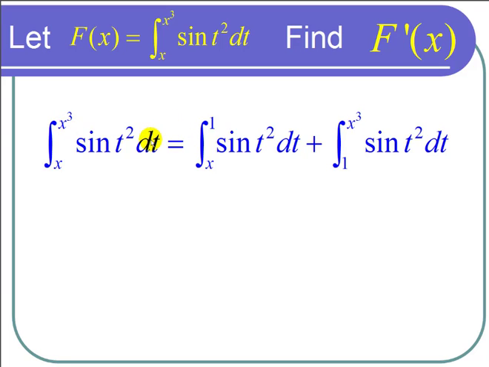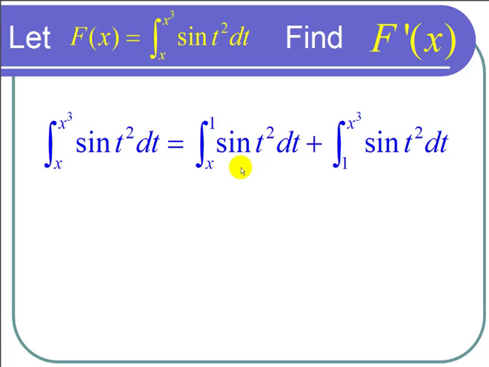I just chose one. And I use a property that says that the integral from a to c of a function is equal to the integral from a to b of the function plus the integral from b to c. So in particular, the integral from x to x cubed of sine of t squared dt is equal to the integral from x to 1 of sine of t squared dt plus the integral from 1 to x cubed of sine of t squared dt. Once again, the number 1 is arbitrary. I could have picked any number like 7.